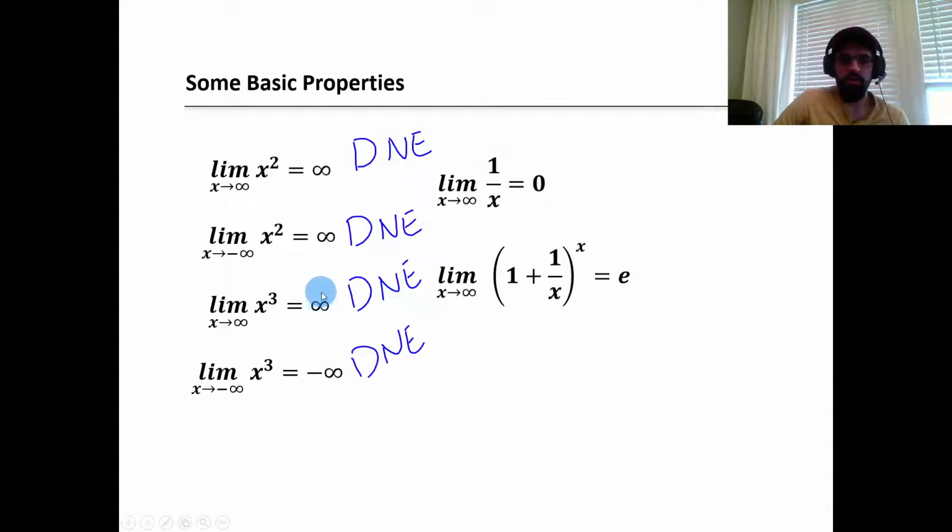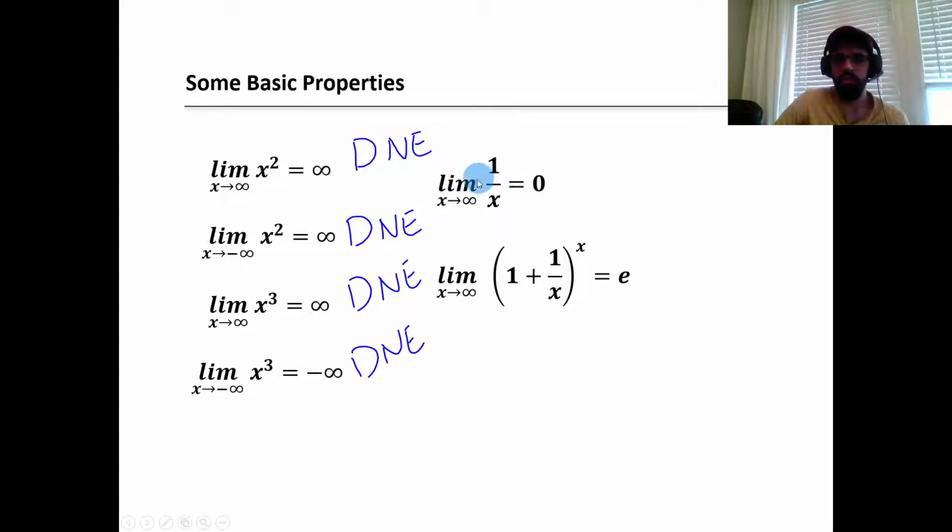And as you can build off of this pattern, any even power of x is going to approach infinity to the left and to the right of the graph. And for any limit as x approaches infinity or negative infinity of an odd numbered power, as it approaches infinity to the right, it's going to go up, and as we go left, we're going to go down.